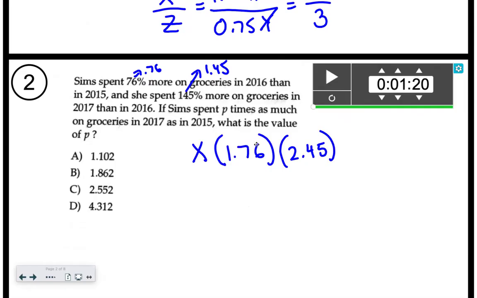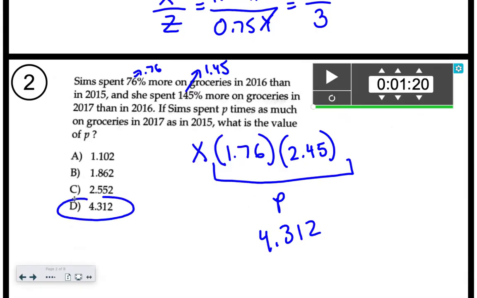And then it just says P times as much on groceries in 2017 as in 2015. So P is just whatever these two numbers are multiplied together, right? Starting amount times P gives you the final amount. So I'm just going to multiply them together. If I do 1.76 times 2.45, I get 4.312, which is answer choice D. So it's all about percent increase and decrease, and what perspective we look at that from.